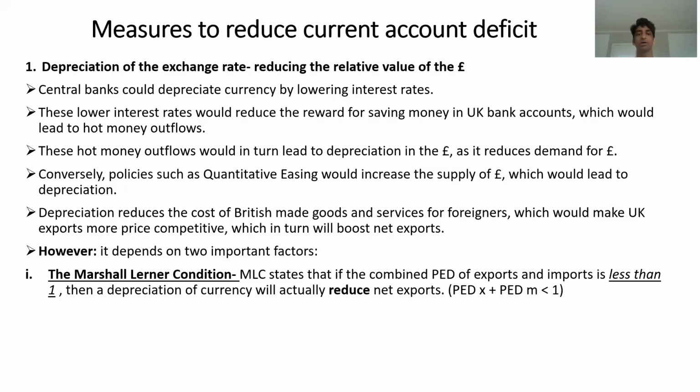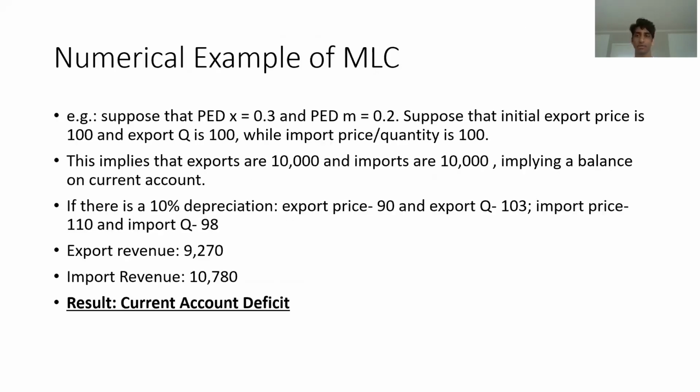And specifically, what the Marshall-Lerner condition states is that if the combined numerical value of the PED of exports and imports is less than 1, then a depreciation will reduce net exports. So let's say the PED for exports is 0.1 and the PED for imports is 0.2. Because those two values only add up to 0.3, that's less than 1, and therefore that satisfies the Marshall-Lerner condition. And therefore a depreciation of the pound would actually reduce the net exports and worsen the current account deficit.